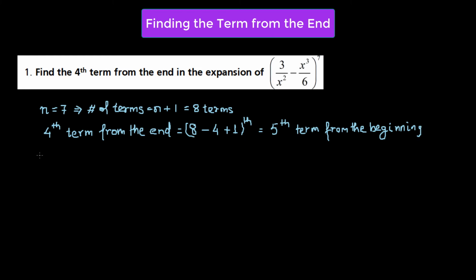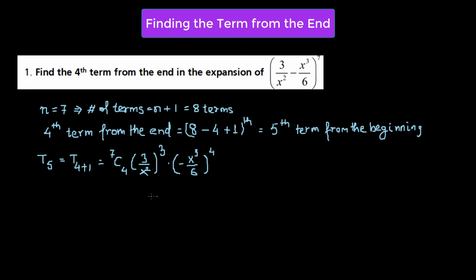So we calculate T5. T5 is equal to T 4 plus 1, which is equal to 7C4. We have the first term, which is 3 over x squared, all raised to the power of 7 minus 4, so that is 3, times the second term, which is negative x cubed over 6, raised to the power of 4.